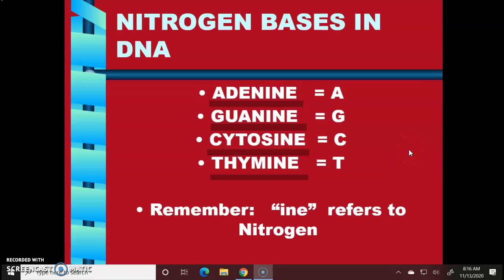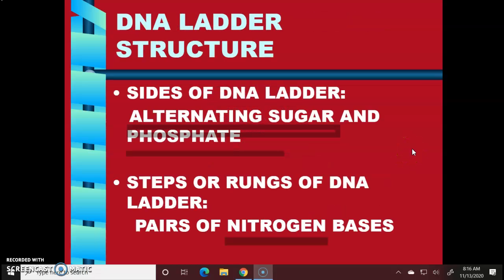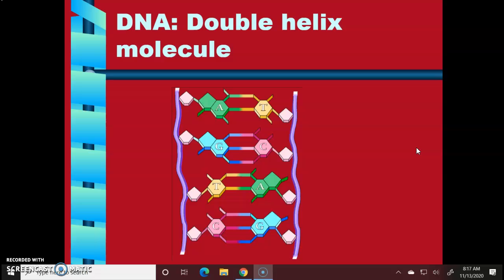The sides of this ladder are the sugar and phosphate, alternating every other one. And then the steps across the center where you would step, or the rungs, are the nitrogen base compounds. As you can see here, here's the adenine, thymine, guanine, cytosine. Here's where they go across. And up and down here we have the sugar and phosphate up the side arms of the ladder.